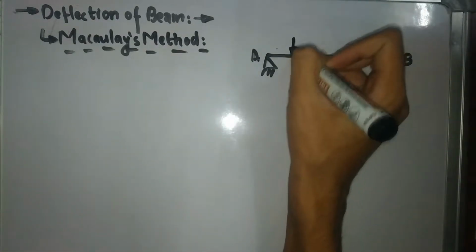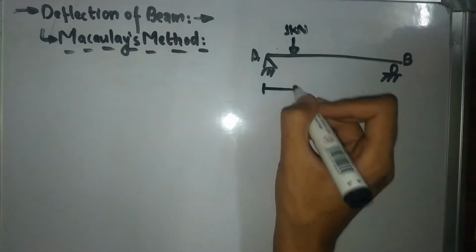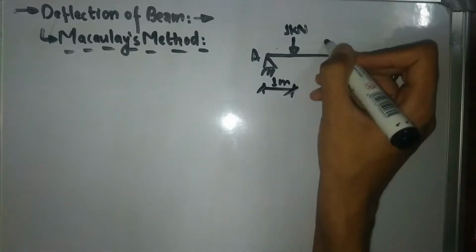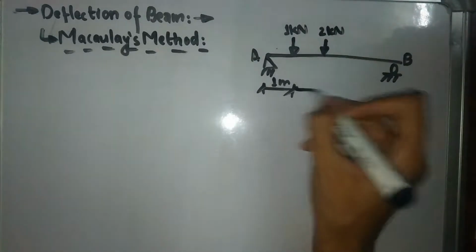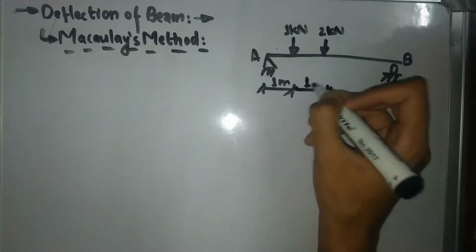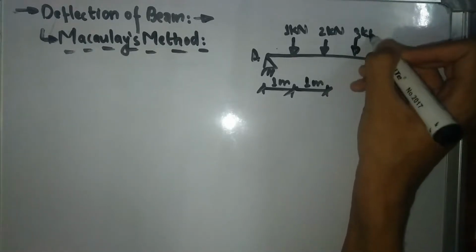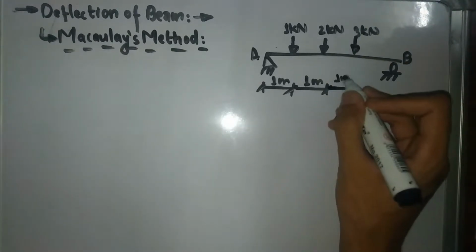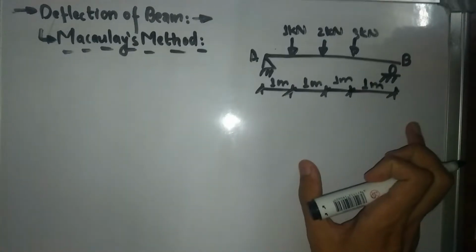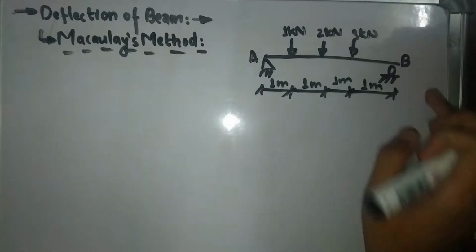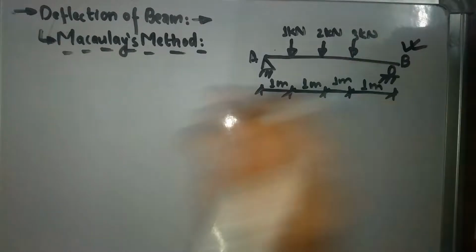different loads acting. Let's say 1 kilonewton acting over here, which is at a distance of 1 meter. Next we have another load of 2 kilonewton, which is acting at a distance of 1 meter. And we have another load which is 3 kilonewton, which is acting at a distance of 1 meter, and the remaining span is again 1 meter. So we have our total span of 4 meter, and we have a hinge support and roller support at A and B respectively. We are going to calculate the deflection of this beam by using our Macaulay method.